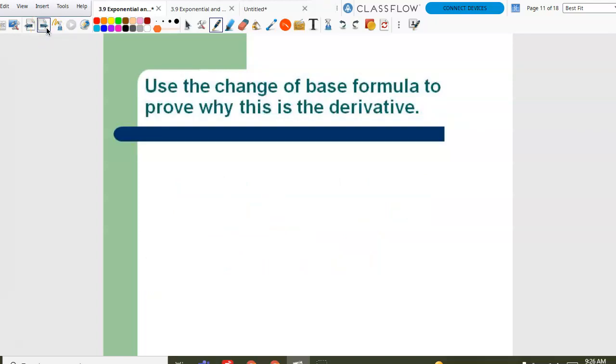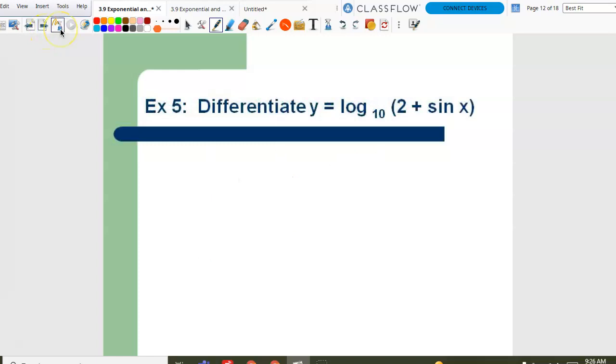Okay, this is using change of base to prove why. That's kind of what I wrote over there. All right, it is easy. Okay, ready? Watch how easy it is. The 10 represents the a in the formula. This represents your u. So you need a, you need u, you need u prime. So what's the derivative of 2 plus sine x?